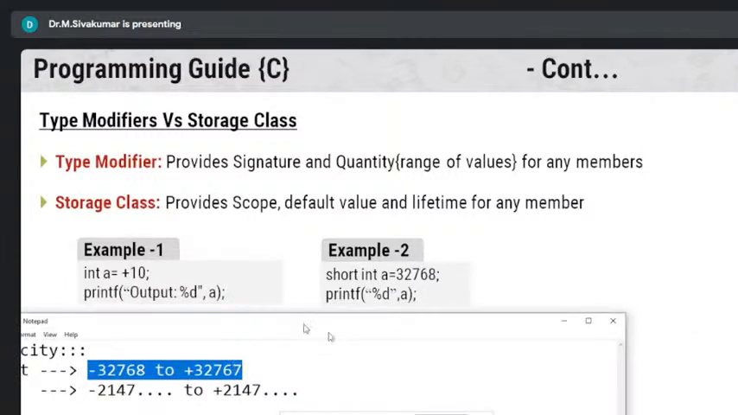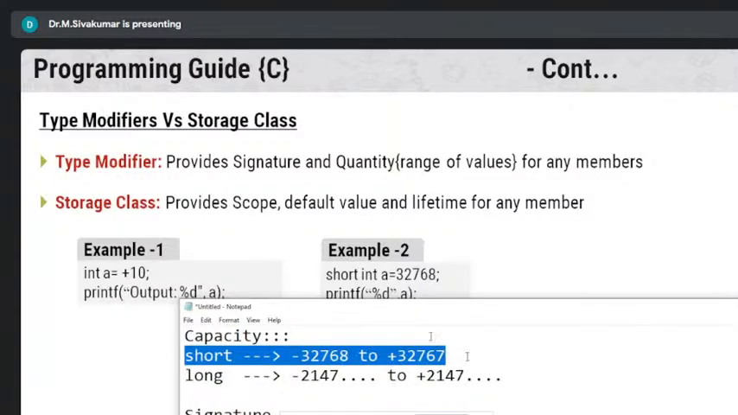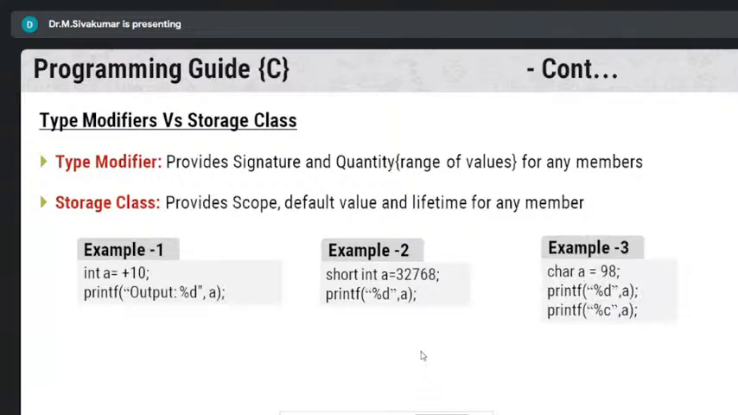It will not take the actual value of 32768 because it is having the limit of up to 32767, but we have given input as 32768. So if you go beyond the next value of this range, it will not give the actual accurate answer. Likewise, choosing this modifier is also very important.